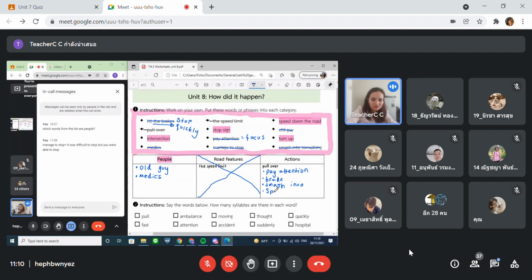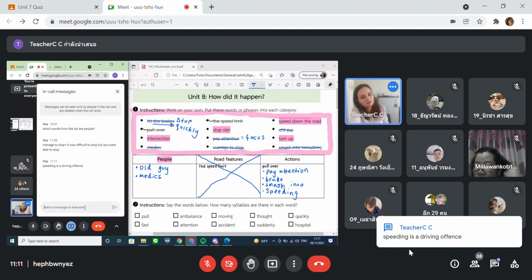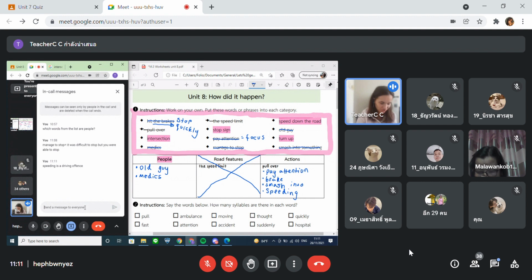Yeah, very important that you know this. Speeding is actually a driving offense. What does that mean? A driving offense. What does this mean? Speeding is a driving offense. You don't see this as much in Thailand because everybody is speeding. But in the UK, speeding is a driving offense.